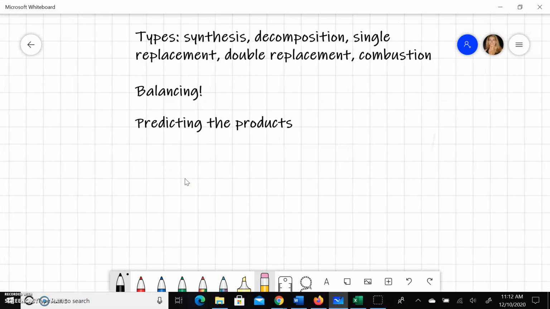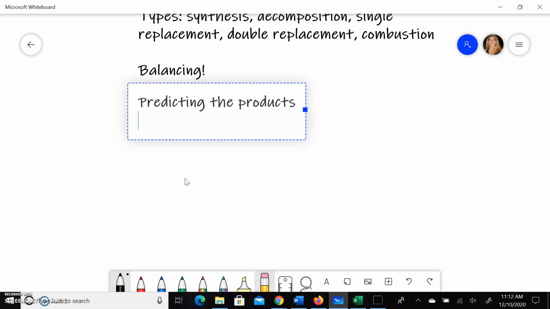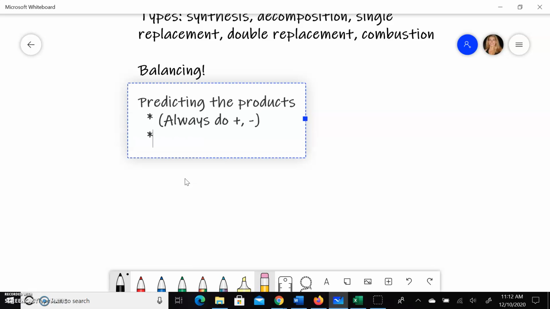So if you mix two things together, you need to be able to figure out, first of all, does it even make a reaction? Sometimes when you mix two things together, we get what we call a DNR, which stands for does not react. So first of all, make sure you always do the positive one first and then the negative one. So when you're writing a new compound on the other side of the arrow, make sure you put a positive first and then a negative when you put them together. And also don't forget to cross your charges.